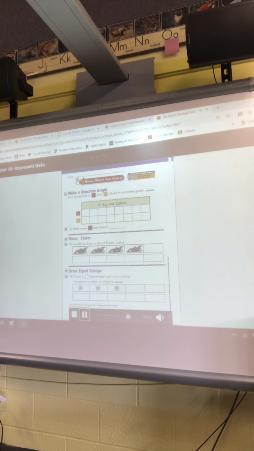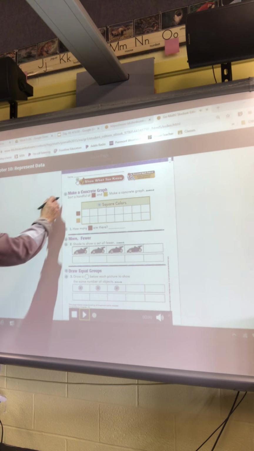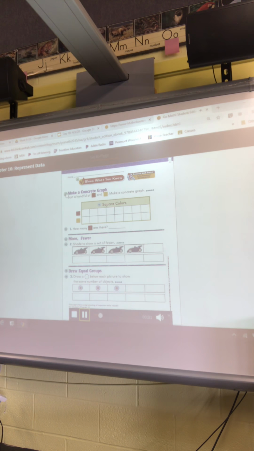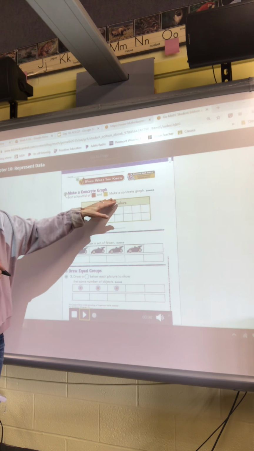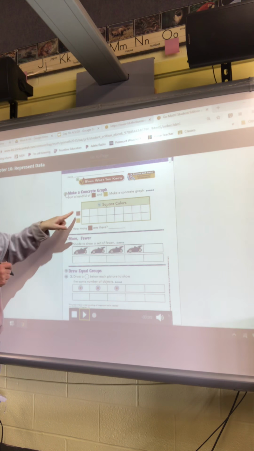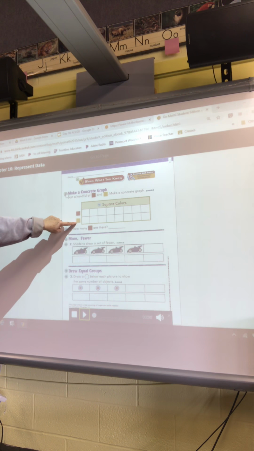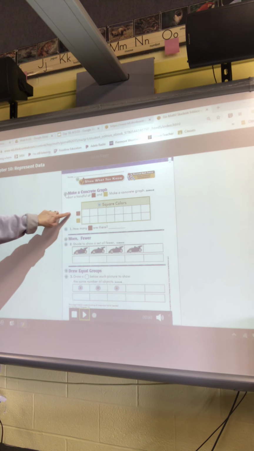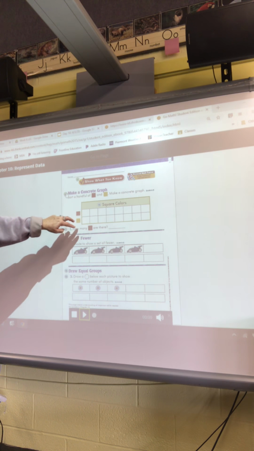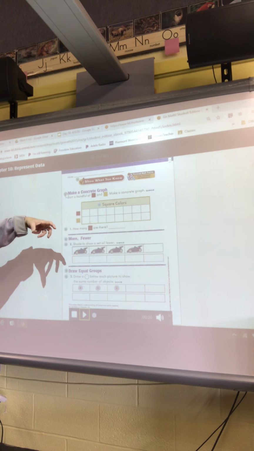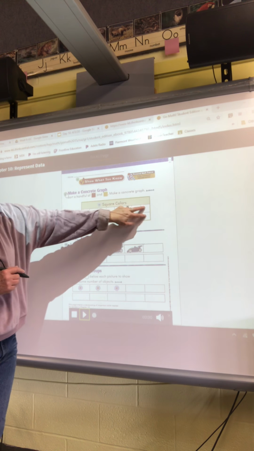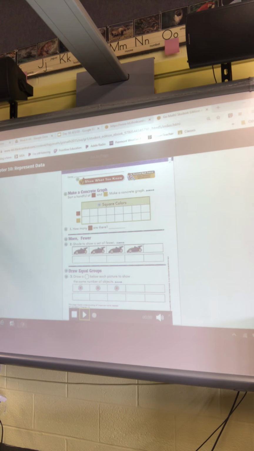Show what you know. Make a concrete graph. Sort a handful of red and yellow color tiles. Make a concrete graph. So you may not have red and yellow tiles at home. So what you could do is use this as a penny and this as a dime or a nickel. And then you could just draw a penny and a dime. And then you could just shake them up and pull them out and sort them through as to how many you have. So that would be my suggestion.